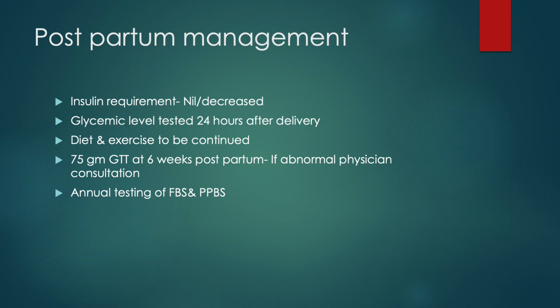And at 6 weeks postpartum, a 75 gram GTT is done. If it is abnormal, that means she is not having GDM, or it is pre-gestational diabetes, and she needs consultation with a physician. If the 75 gram GTT is normal, you can confirm that she is having GDM, and now you can ask for annual testing.